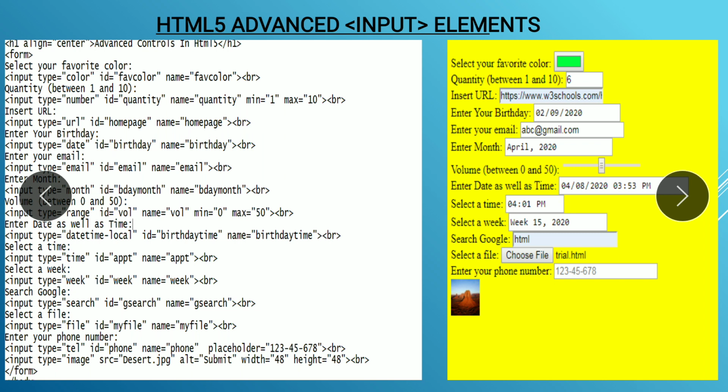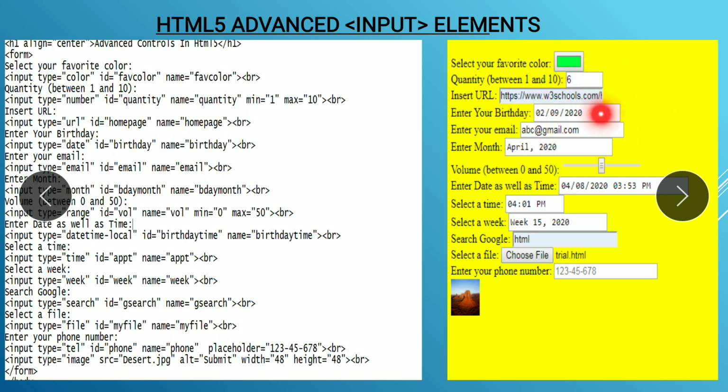Next is the number, where you have to enter only the number and you can set the minimum or maximum value, so means you can set the range. Next is the URL, in that you have to give the proper URL. Next is the date.